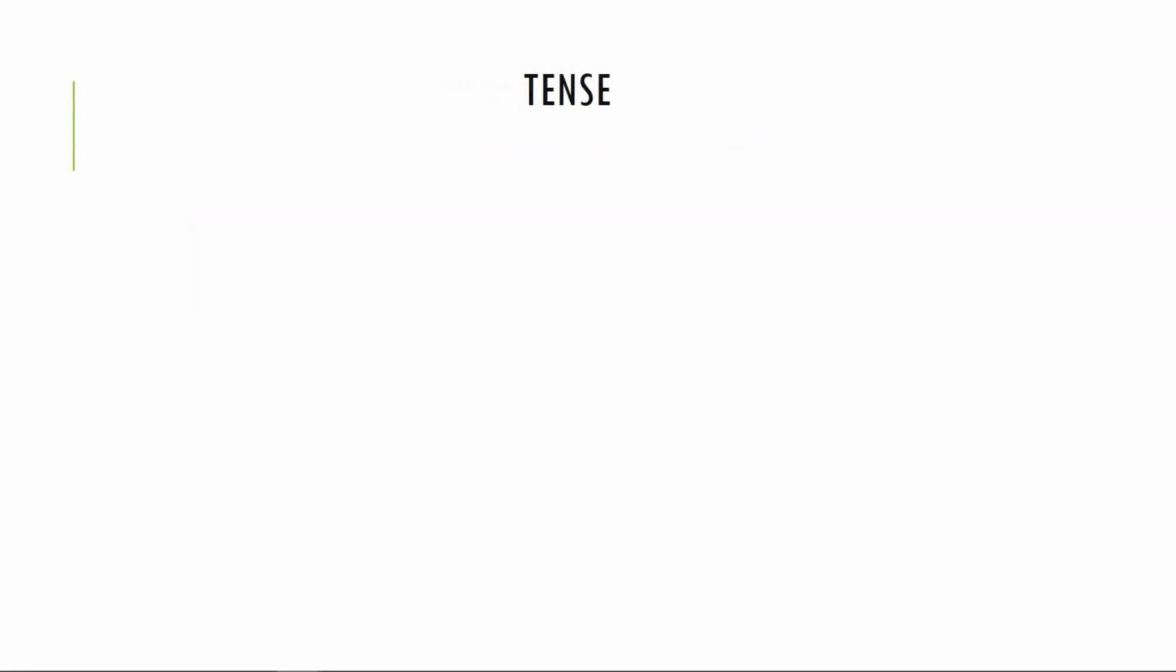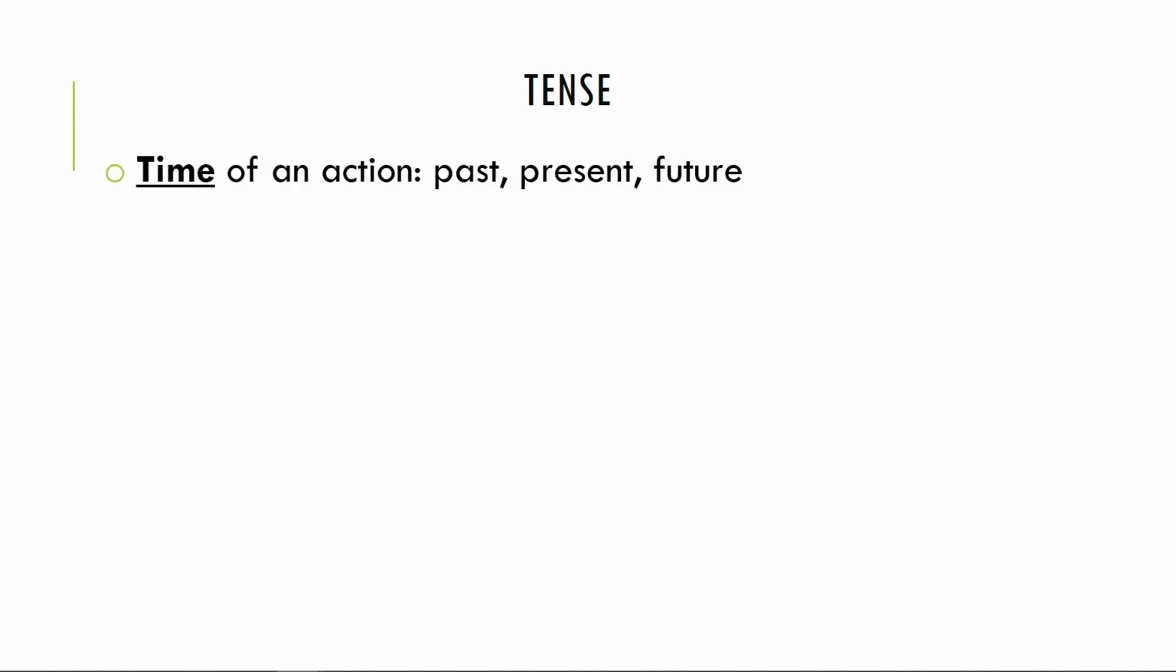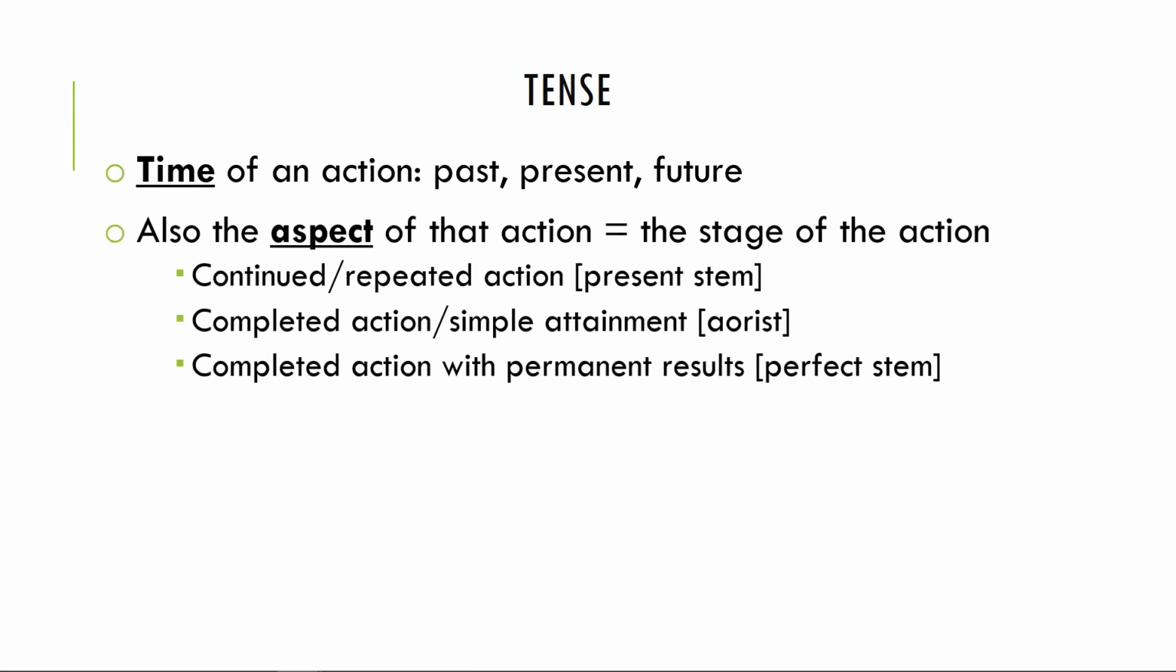Okay, so what's the tense? The tense is not just when an action happens, but it's also how the action happens. That is, is it continuing? Is it repeated often, habitually? Has it finished? Has it finished and had permanent results? So we have different, what we call aspects of an action that are important to associate with different tenses.